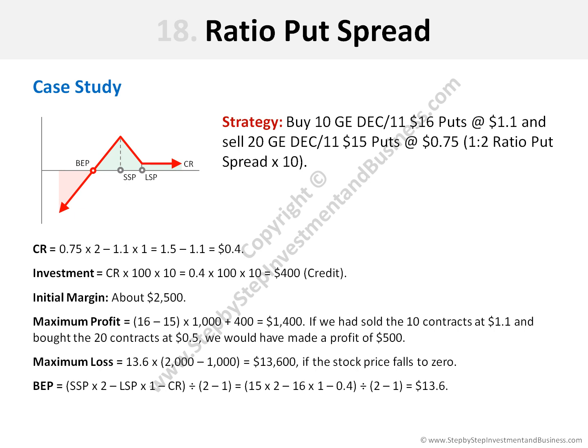On the other hand, the maximum loss that we are exposed to is equal to the break-even point multiplied by the number of short shares minus the number of long shares. That is $13,600. This occurs if the stock price falls to 0. The break-even point is equal to the strike price of the short puts multiplied by the number of short contracts minus the strike price of the long puts multiplied by the number of long contracts minus the credit received, divided by the number of short contracts minus the number of long contracts. In our case, $13.6.